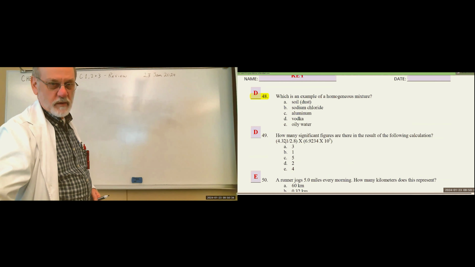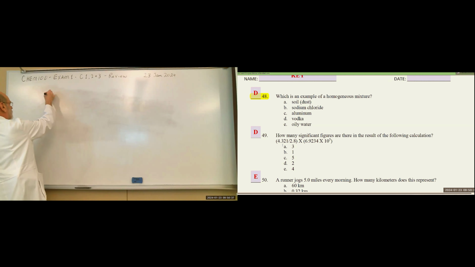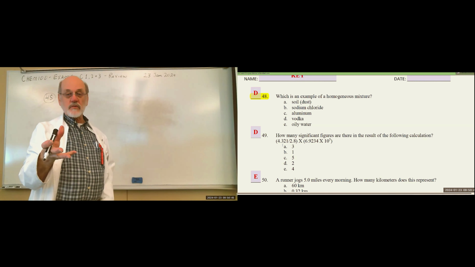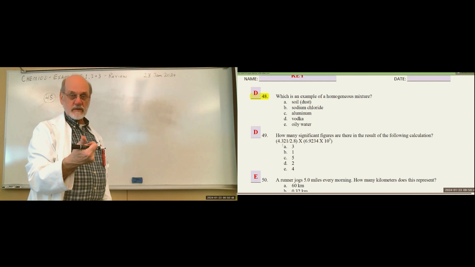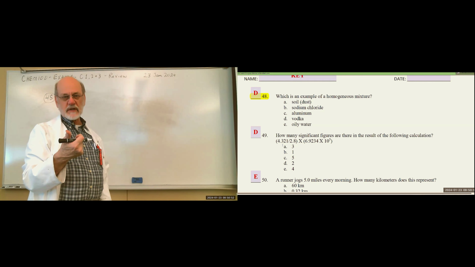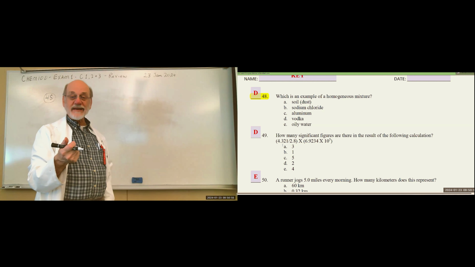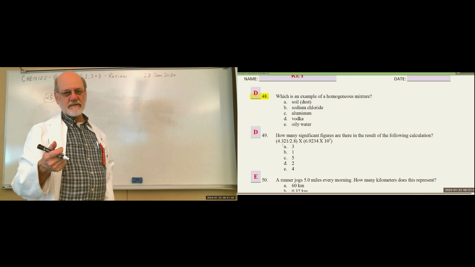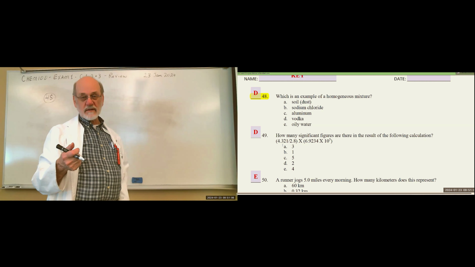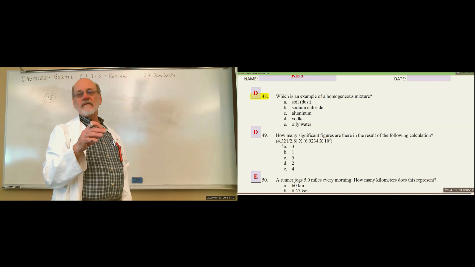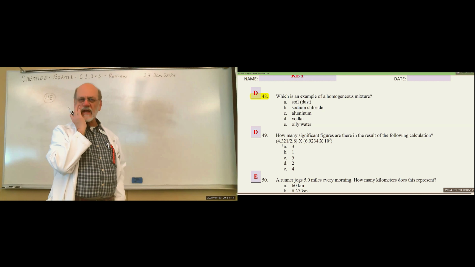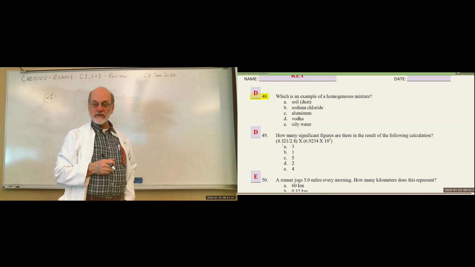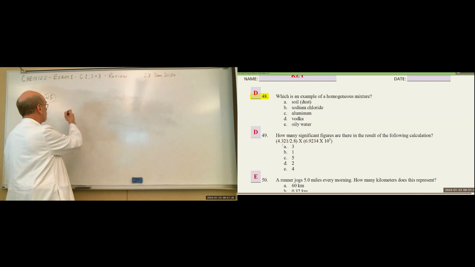All right, scroll some more. 48. Which is an example of another homogeneous mixture? All right. Well, let's see which ones are mixtures. Soil, that's a mixture. Sodium chloride is a compound. That's a pure substance, so it doesn't count. Aluminum is an element. It's a pure substance. Vodka is a mixture. Oily water is a mixture, yes, but it's heterogeneous. And soil is heterogeneous, and vodka is a mixture of primarily water and ethanol with some other minor components. So that would be a homogeneous mixture. It is a solution. That's D.